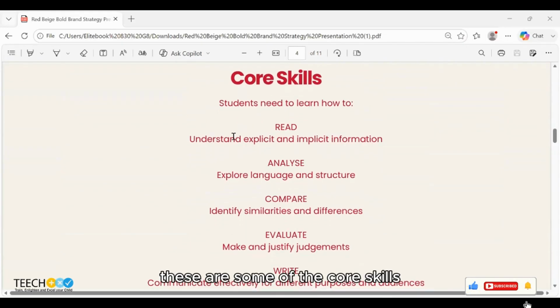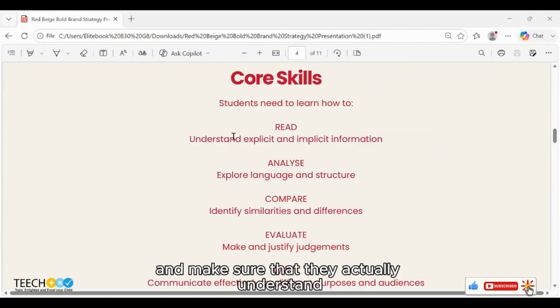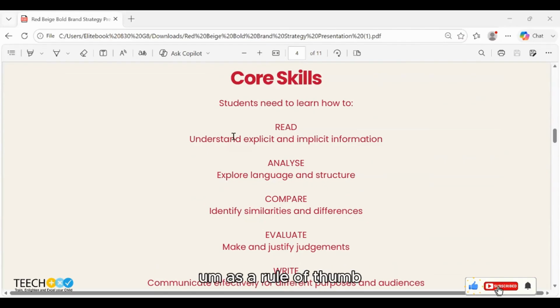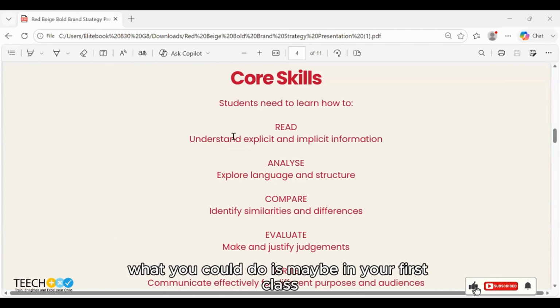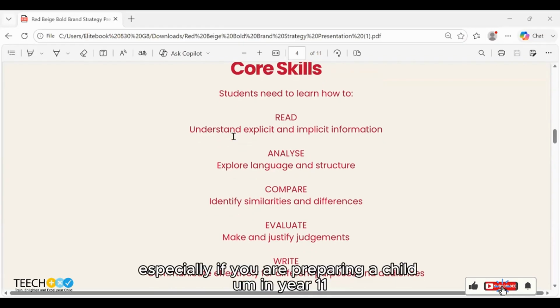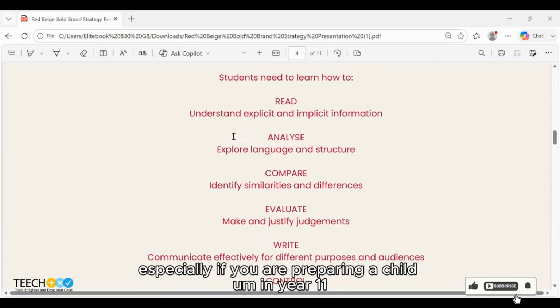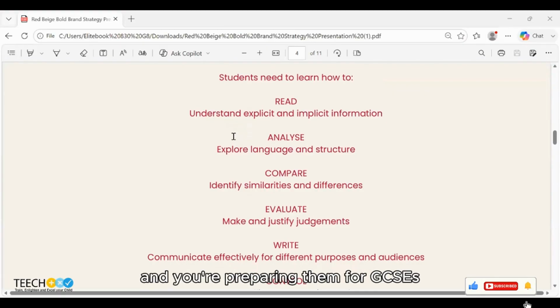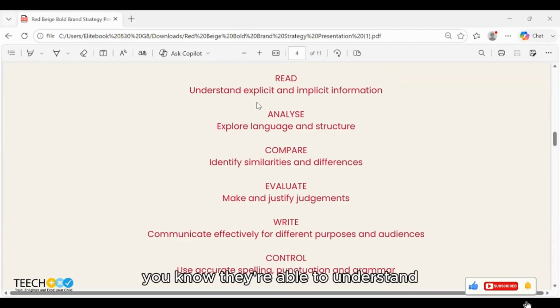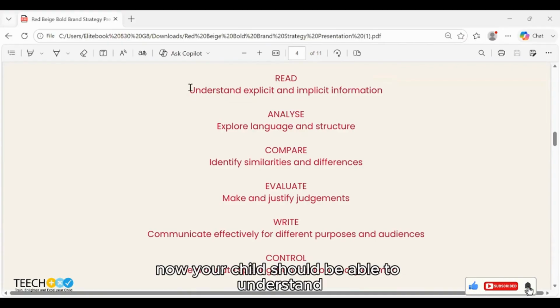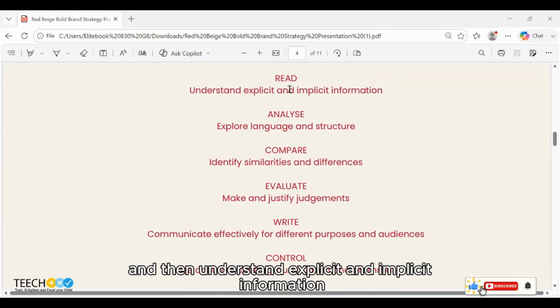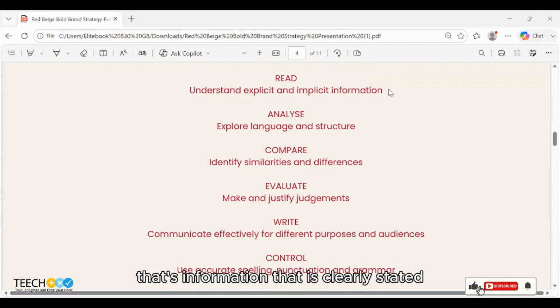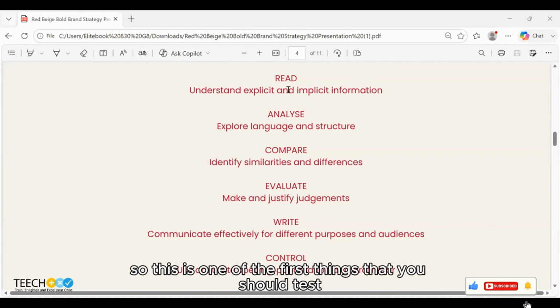These are some of the core skills that you need to evaluate your students on and make sure that they actually understand. As a rule of thumb, maybe in your first class, especially if you are preparing a child in year 11, this child's already in year 11 and you're preparing them for GCSE, you want to make sure that they're able to hit these objectives. Now, your child should be able to read and understand explicit and implicit information. That's information that is clearly stated and the one that has been inferred, right? So this is one of the first things that you should test.